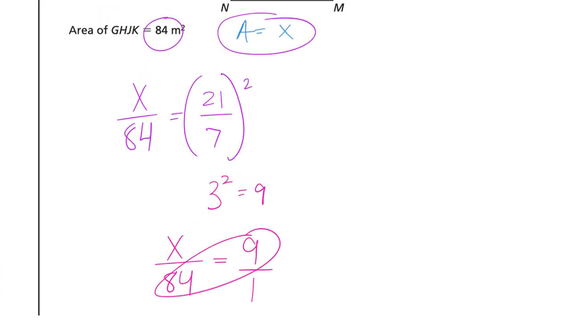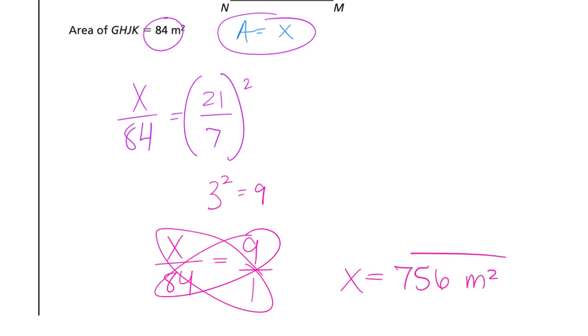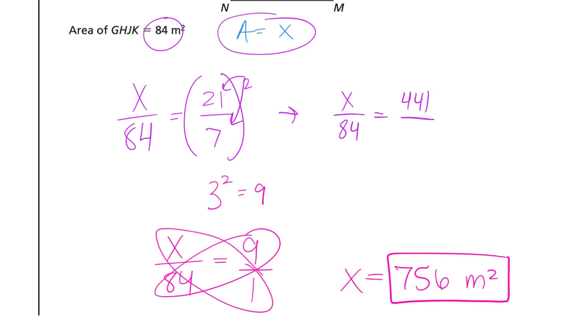And then we can just cross multiply here. So that would be x equals 9 times 84, which is 756. So that would be the area of that one. Again, if you squared the 21 and the 7, it would work that way as well. You'd have x over 84 equals 441 over 49. And if you cross multiply these, you would still get this as your final answer in the end.